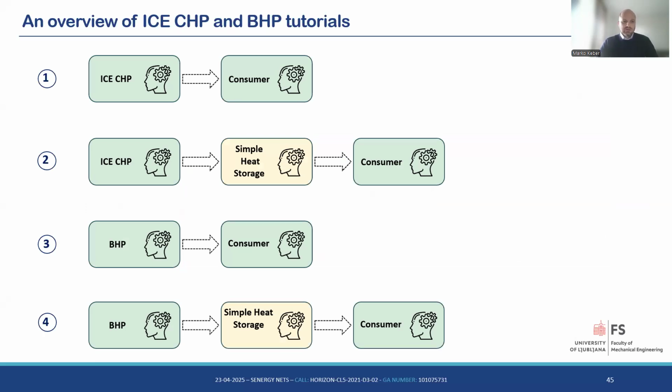Now, we started with the tutorials to understand how Panda prosumer works, how the elements are connected, and then we use these blocks that we understood to create our own use case, our own example, which I will show in the end. These are the four available tutorials that you will find that use the internal combustion engine CHP and the booster heat pump as the source.